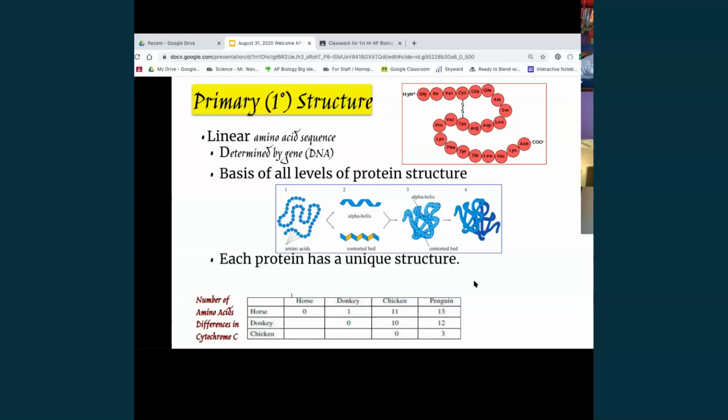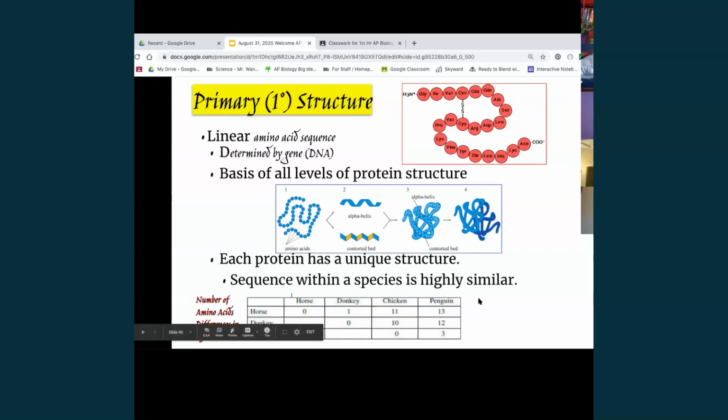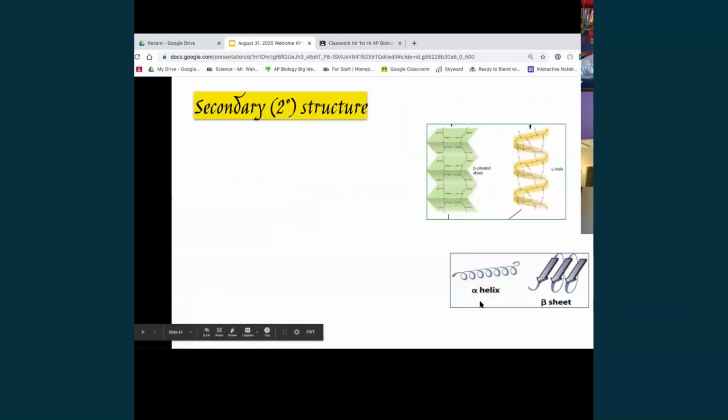So each protein has a unique structure. We look at this amino acid sequence, and we can look at the relationship between organisms for evolutionary relationships. The closer two organisms are, the less different their amino acids would be. Like the donkey and the horse have just one difference, but the horse and the chicken have 11 differences. And we know they're very different, right? So that's one of the things they use when we get into DNA technology and evolution to identify differences.